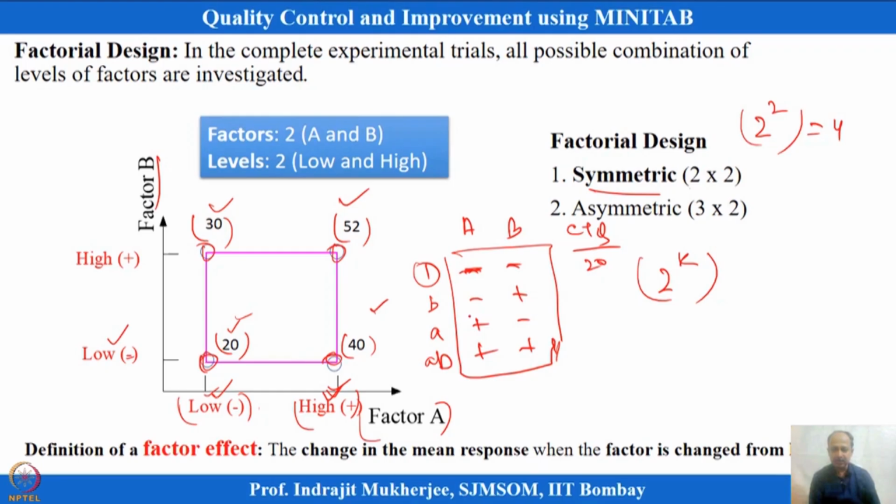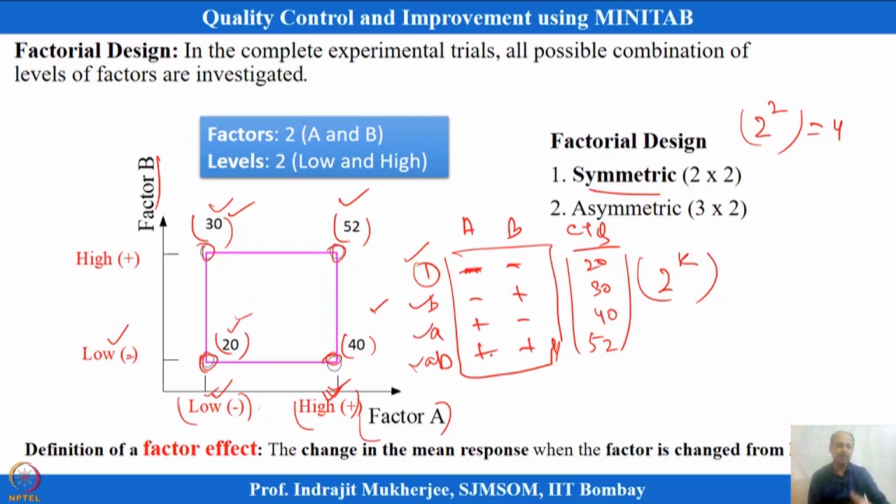The value is 20 over here. So, this is A at minus level, and A at minus and B at plus. In this case the value is 30 over here. So, this is the 30 observation, this is the 52 observation, and then this is the 40 observation over here. So, these are the observations that we have when we have run the trial like this.